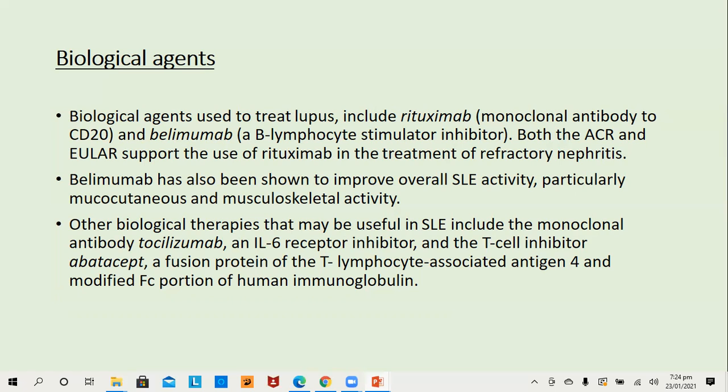The other biological therapies that may be useful in SLE include monoclonal antibodies, tocilizumab, which is an interleukin-6 receptor inhibitor, and a T-cell inhibitor, abatacept, a fusion protein of T lymphocyte associated antigen 4 and modified Fc portion of human immunoglobulin. But both these two are still in the trial stages.